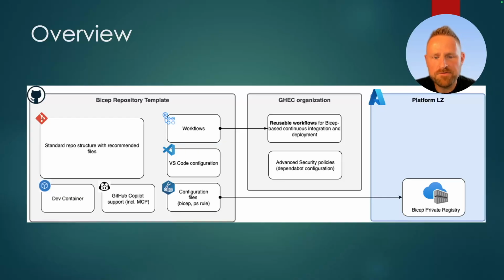And since everything is about AI these days, then obviously we can't forget about embedding support for GitHub Copilot that is tailored specifically to IaC projects using Bicep. Lastly, I'm a big fan of dev containers and GitHub Codespaces. So this repository template also contains their support, so you can easily get started without installing many tools and modules on your dev machine.